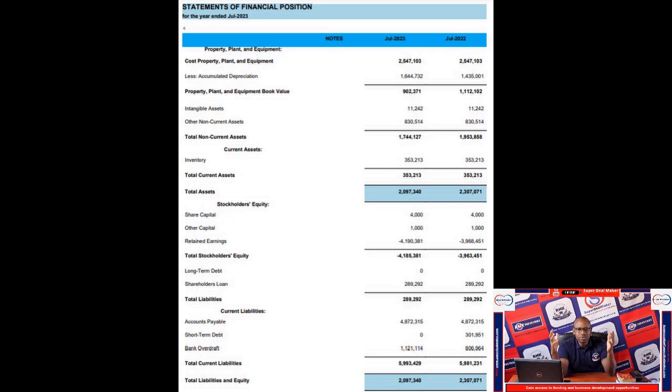Sometimes it might be one figure and you can't understand what makes up this amount. Then when you go to the notes, that's where the notes will tell you exactly what's going on with that amount. So it's very important to understand that the notes next to the figures are there to give you a little bit more information on that specific item.